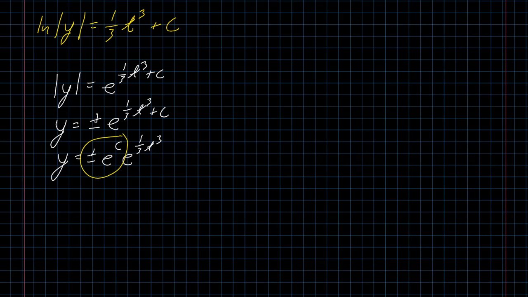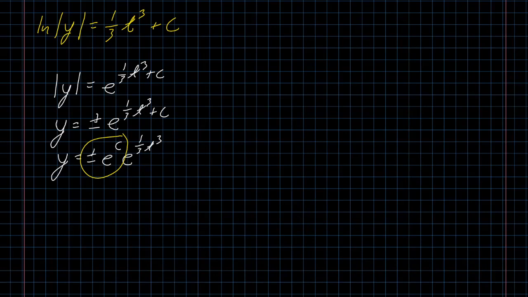C itself is any arbitrary constant. When I raise e to the c power, I can get any positive constant. I can't get 0, I can't get a negative number, but I can pick a value of c to give me any positive number I want. Then I take the positive or negative branch from that choice, giving me any positive number or any negative number I want. The only thing I can't get is 0.